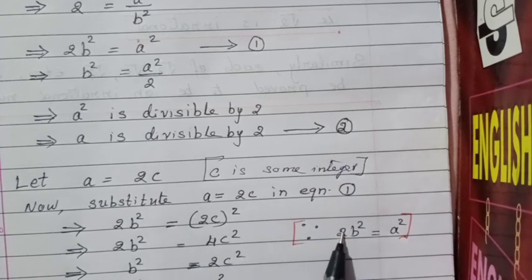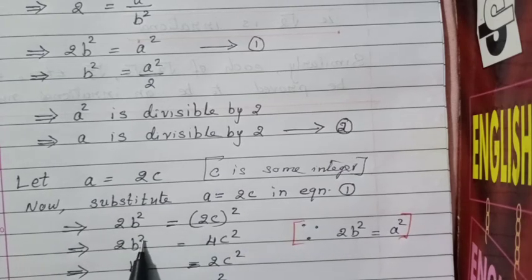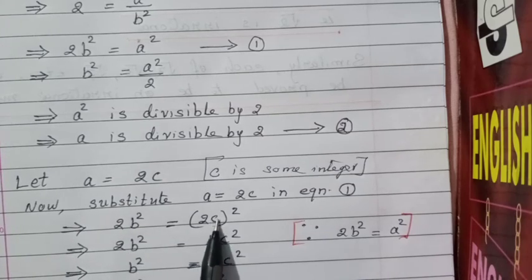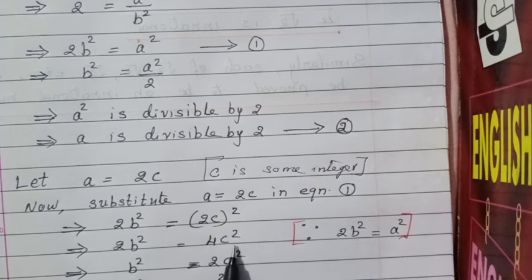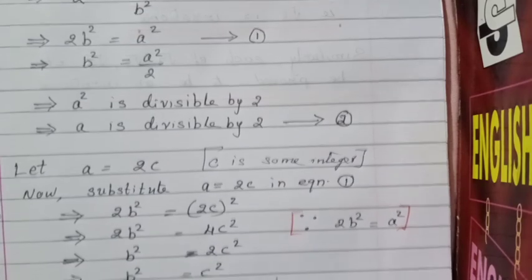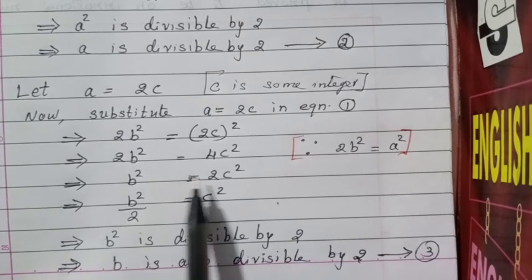Equation 1 is 2b square equal to a square. When you substitute, 2b square stays in the same place, and a square becomes 2c all square. Then 2b square equal to 2c all square means it is 4c square. Next, we divide both sides by 2. 2b square by 2 becomes b square, and 4c square by 2 means it is 2c square. Then b square equal to 2c square.